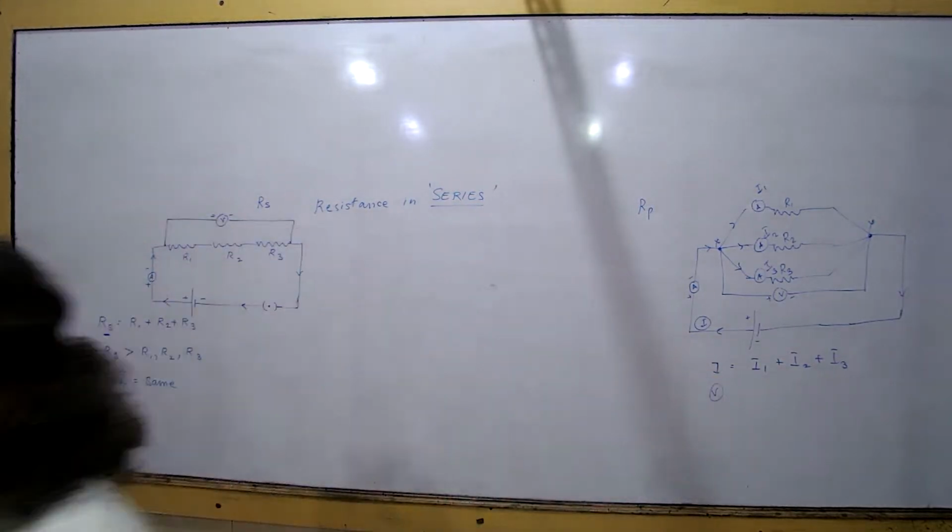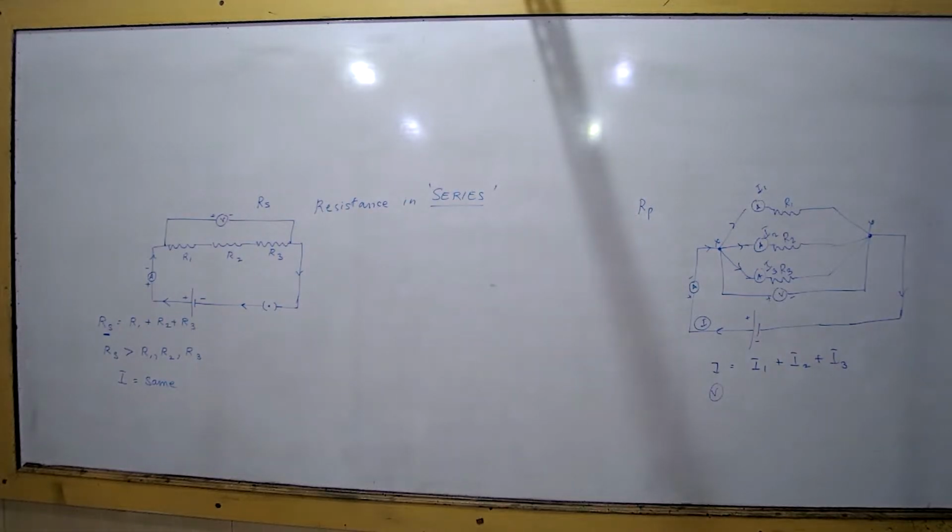Now I want you to look at your textbook. There are two diagrams given in the textbook. Both of them are for parallel circuits. One is on page number 182. This diagram.